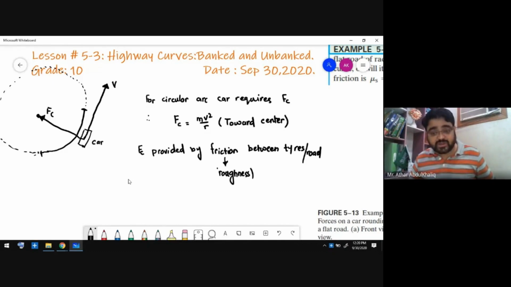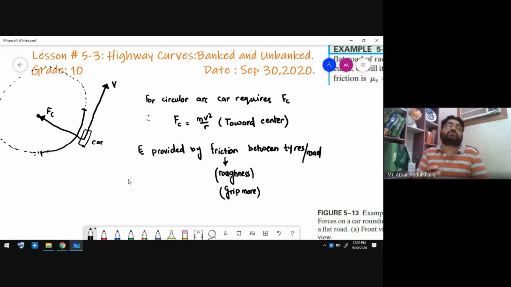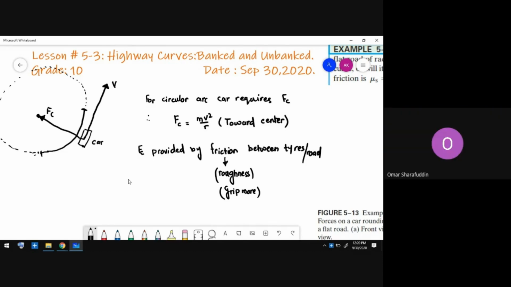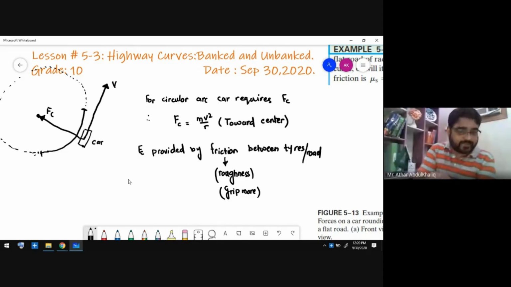If there is more friction, more roughness, it means the grip of the car tire on the road is more. So the more the grip, the less chance the car will skid away. If the road is slippery or wet, what will happen? The grip between the tire and the road will be less. So the car, rather than move in the circular path, will move in the direction of the velocity, tangent to the position. So if you have more friction, more roughness, you will have more grip on the road, so the car will move.